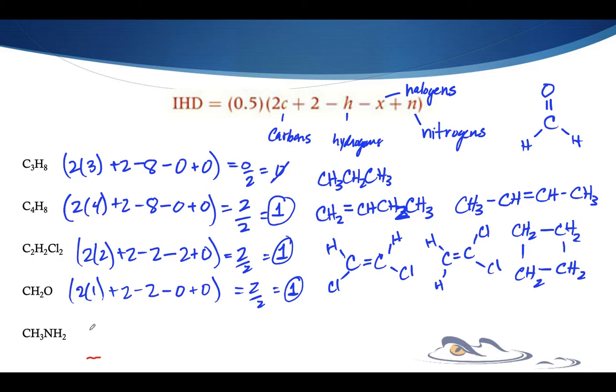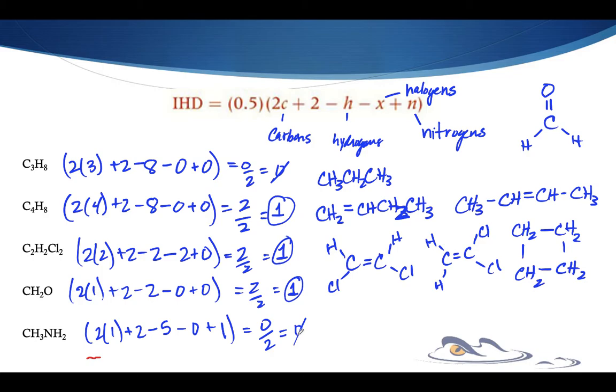And so this one, let's run through our formula. I have 2 times 1 carbon plus 2 minus 5 for the hydrogens, minus 0 because there's no halogens, and plus 1 because there's a nitrogen. So I've got 2 plus 2 is 4, minus 5 is minus 1, and then plus 1 would leave me at 0. So 0 divided by 2 is 0. This is telling me, hey, I don't have any pi bonds in this molecule. I can just draw this out from that information right there.